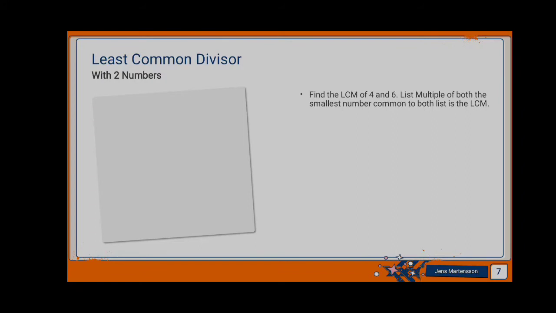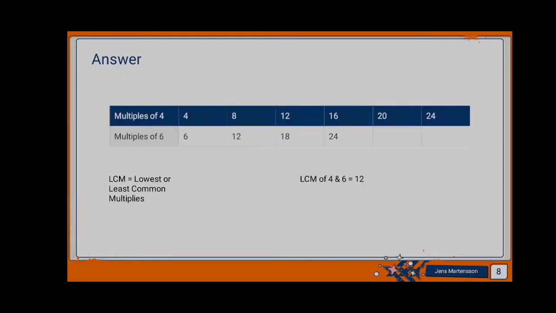Least common multiple with two numbers. Find the LCM of 4 and 6. List the multiples of both. The smallest number common to both lists is the LCM. Answer. Multiples of 4 are 4, 8, 12, 16, 20, and 24. Multiples of 6 are 6, 12, 18, and 24. The LCM of 4 and 6 is 12.